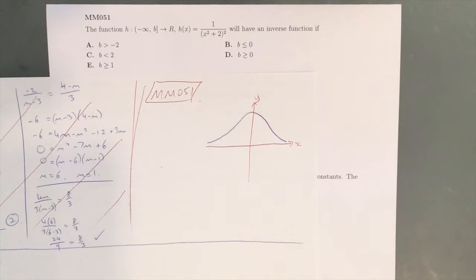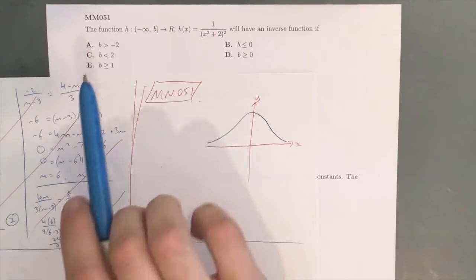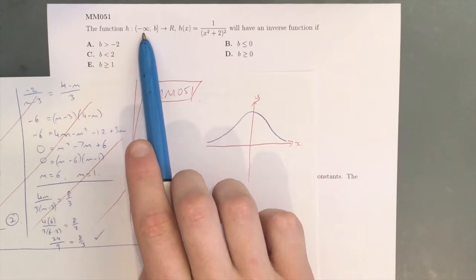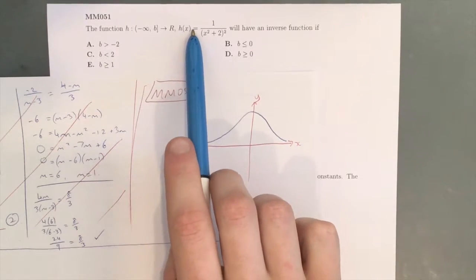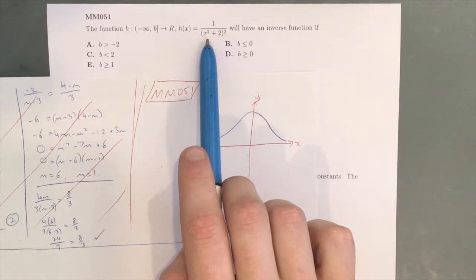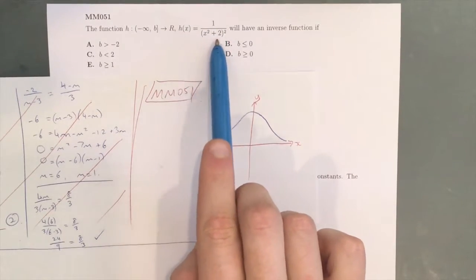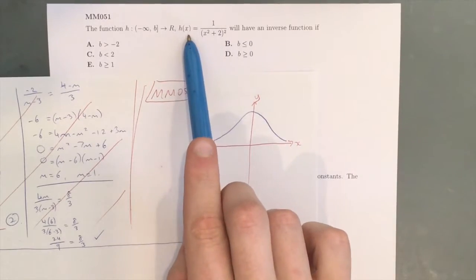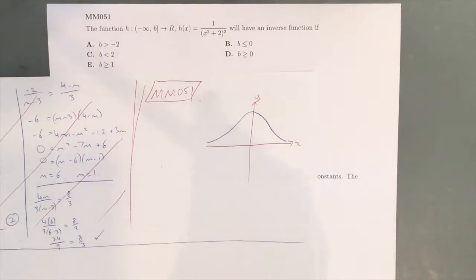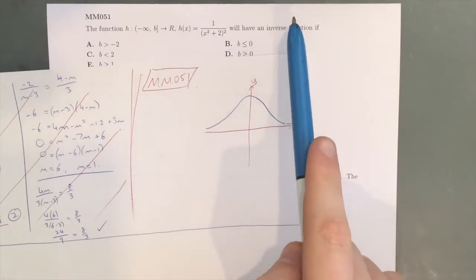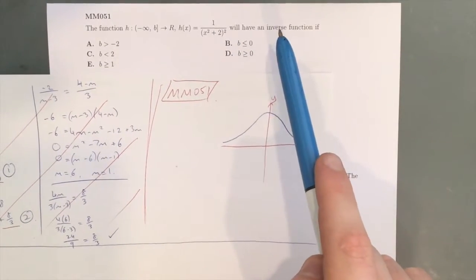Hey guys, this is question MM051 of the Maths Methods Sharpened Study Guide. We've got a function, h, from negative infinity to b, where h of x equals 1 over (x squared plus 2), all squared. Now this is a very unusual graph. You may not have seen this before. It's quite uncommon. So first step is to sketch this on your calculator and see what it looks like.